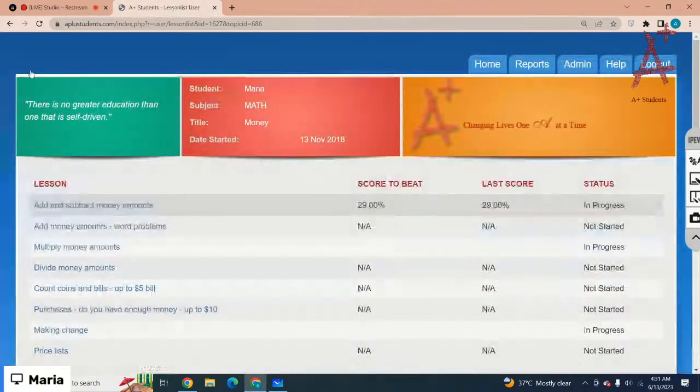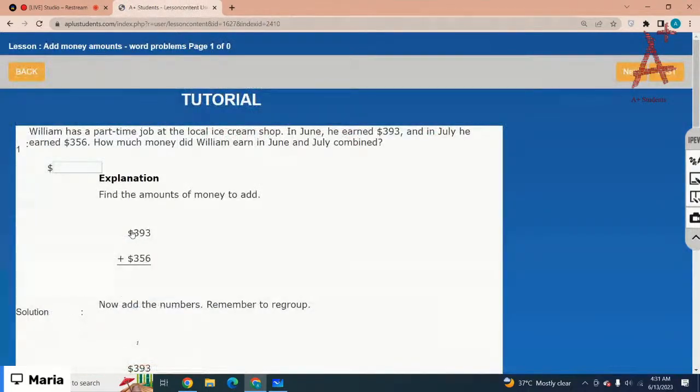That would be add money amounts word problems. So you're going to add them, but now you have word problems. Let's just start with the first one. William has a part-time job at the local ice cream shop. In June, he earned 393, and in July, he earned 356. How much money did William earn in June and July combined?